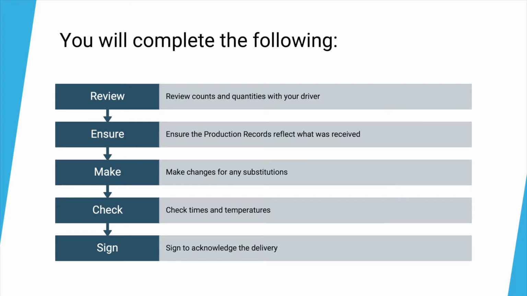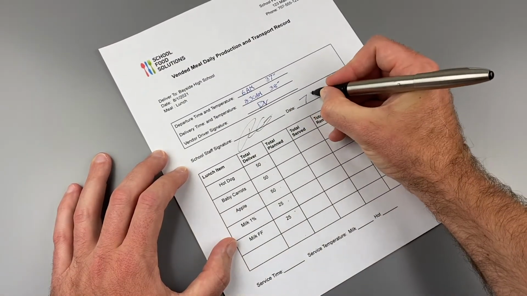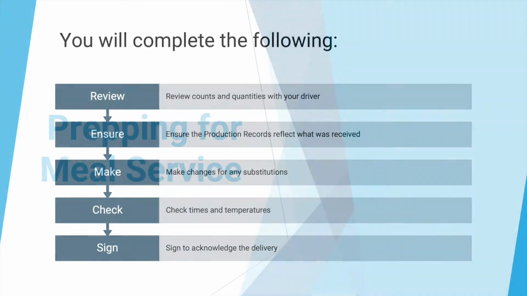If there's a larger issue, be sure to note it on the production records. Take photos if possible, and email your vendor as soon as possible. They may be able to correct it the same day, or they'll provide a bill credit if it's warranted. After you inspect the delivery and agree it's correct, go ahead and sign the production record to acknowledge receiving it.